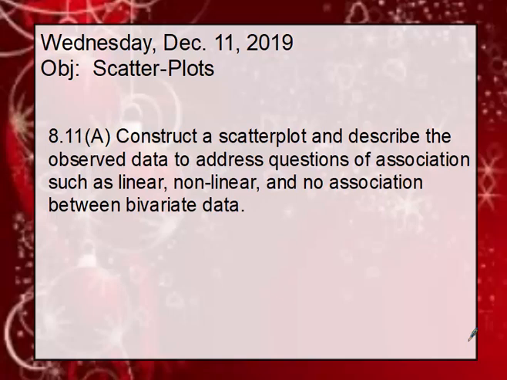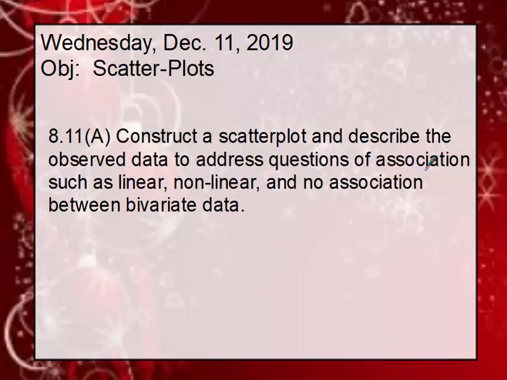Now this is going to be the first of a three-part series where in this particular video we're just talking about what a scatter plot can tell you, and what kind of relationships you can find. In the next video we'll look at how to construct a scatter plot, and then in the third video we'll look at how to construct what we call a trend line, or a line of best fit. So in this video we're just talking about observed data to address questions of association, such as linear, nonlinear, and no association whatsoever between something called bivariate data. In other words, two types of data.